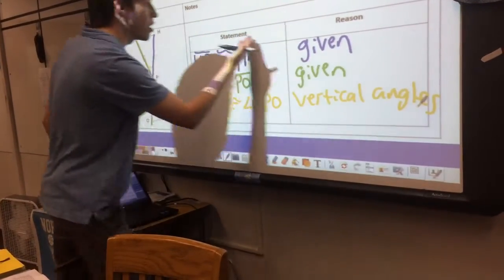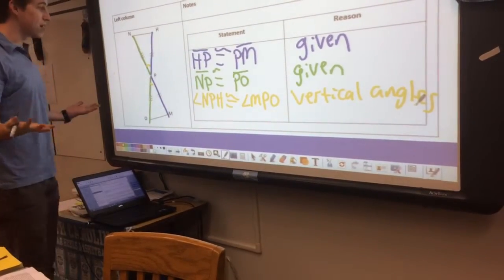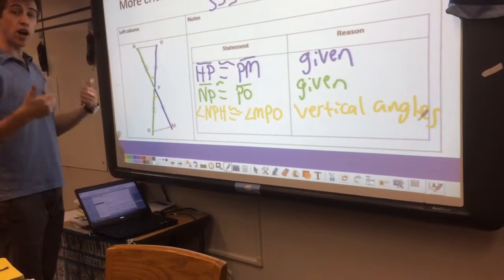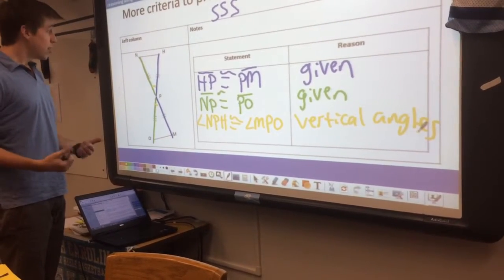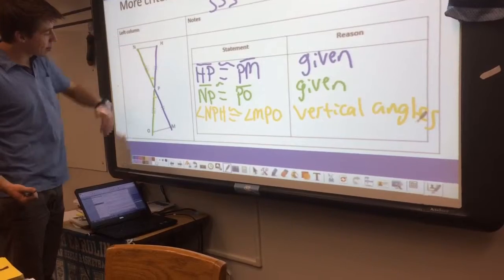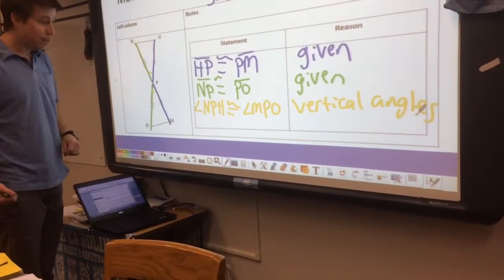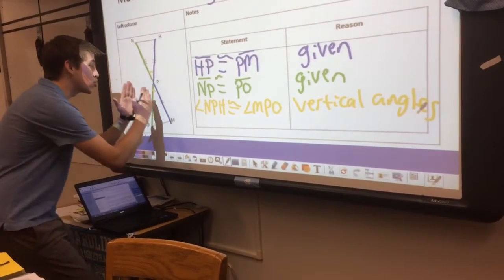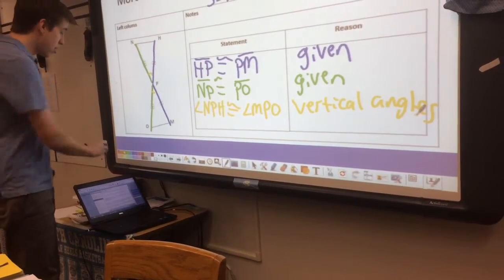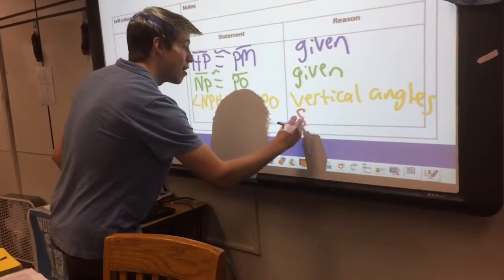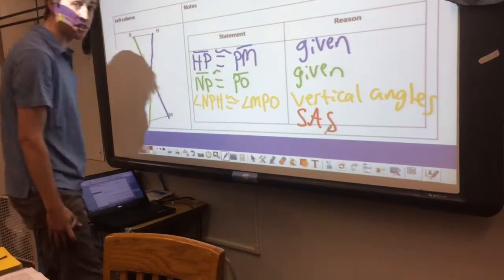Now that I have 3 pieces of evidence, I can ask myself, do I have enough information for a triangle congruence law? And we do. As we see a side, an angle, and a side. A side, an angle, and a side. And the angle I know about is in between the 2 sides I know about. So this is going to be my side, angle, side, SAS law.